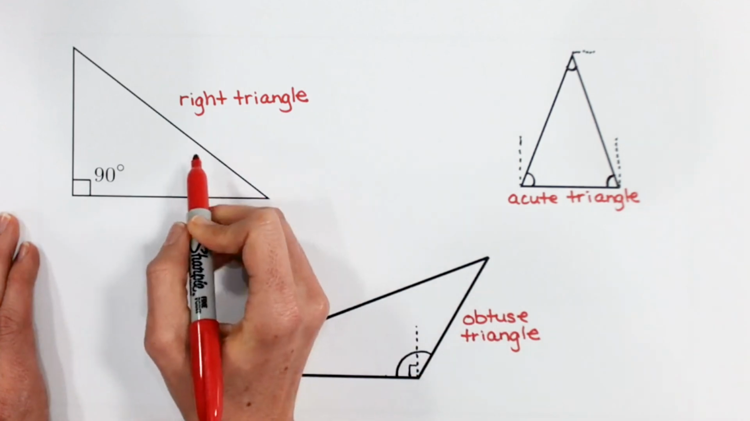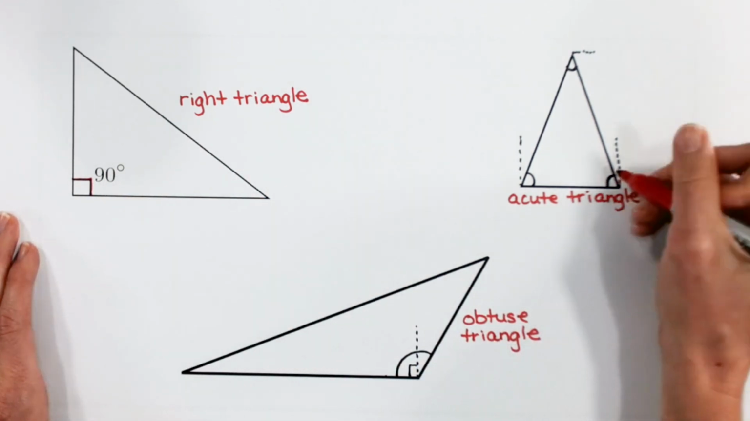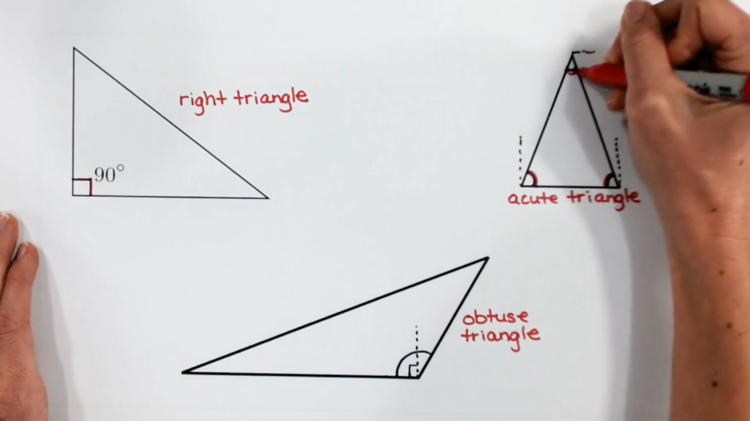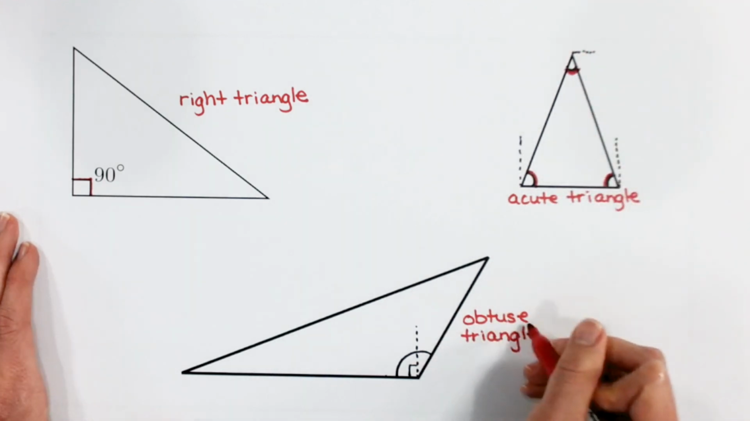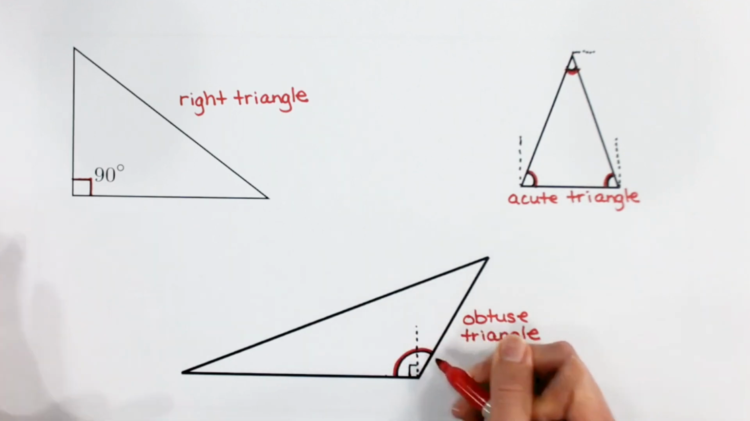So we have our right triangle with one angle at 90 degrees. We have our acute triangle with our 3 angles that are less than 90 degrees. And then our obtuse triangle because one of our angles is greater than 90 degrees.